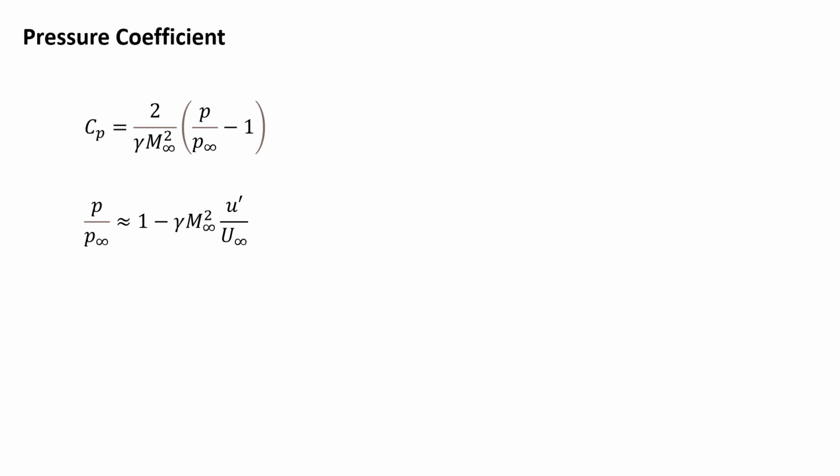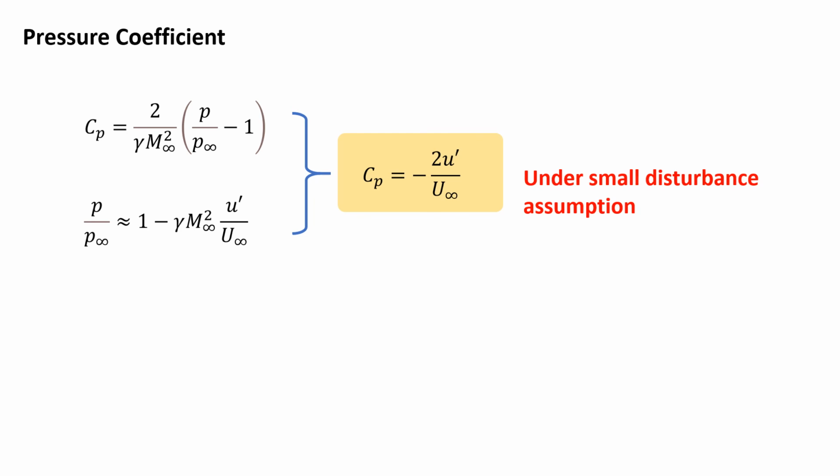Okay, now we have the pressure coefficient and the pressure ratio, and we just replace the pressure ratio in Cp by the actual pressure ratio, and then we can find Cp equals minus 2U prime divided by U infinity. So this is a very neat relation, but we need to remember it was derived on a small disturbance assumption. So you can see now we get the pressure ratio. Why? You may wonder why we need pressure ratio, and we'll see the answer later.